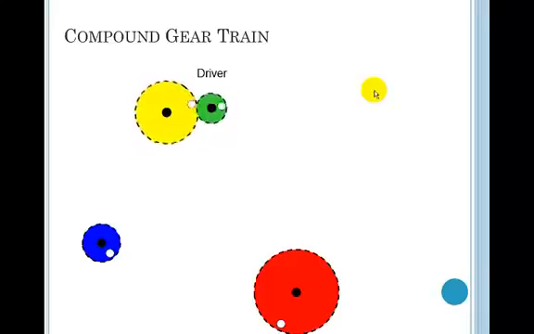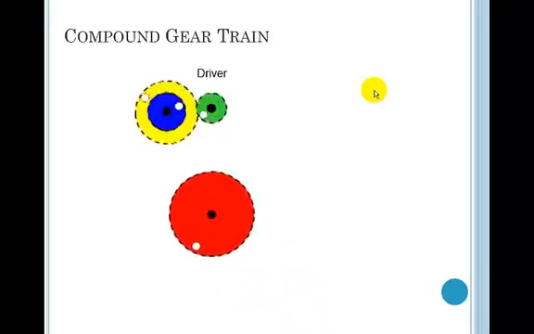Now on a compound gear train, some of the gears are going to be on the same shaft. So now I've put the blue on the same shaft as the yellow. Is it moving at the same rotational speed as the yellow? Yes. You see that the two white dots on the yellow and the blue stay in the same relation to each other. Finally, I mate the blue gear with the red gear.